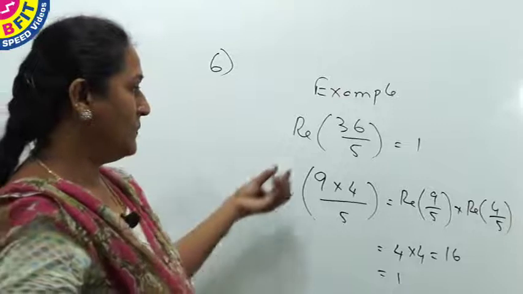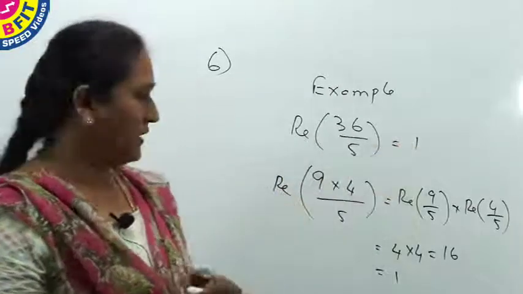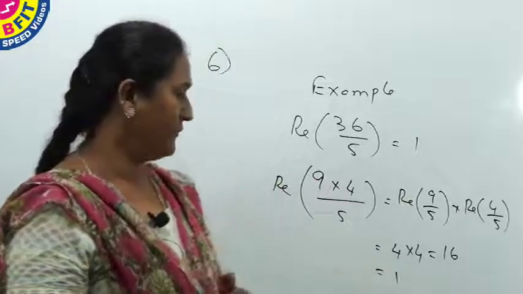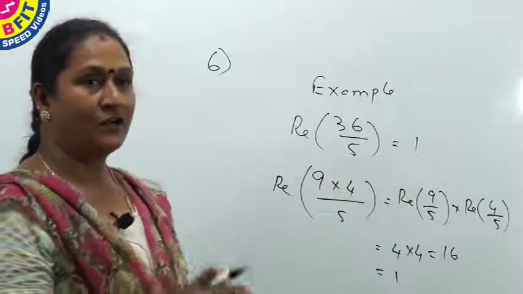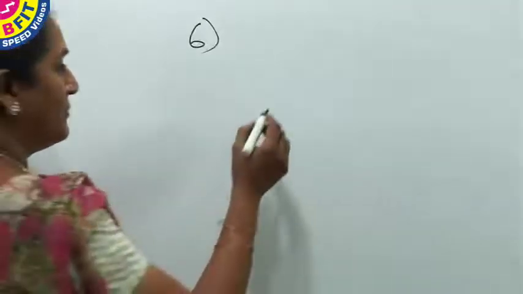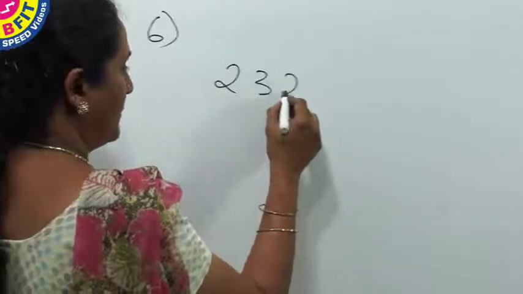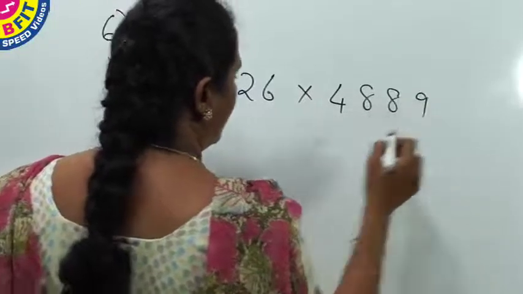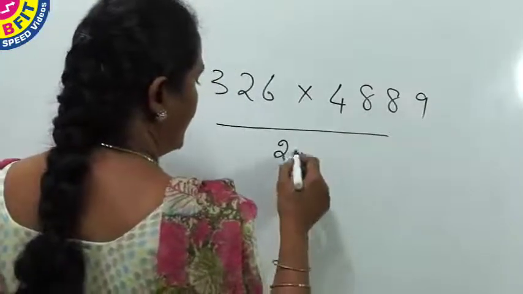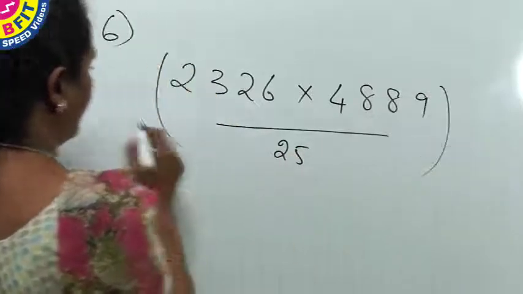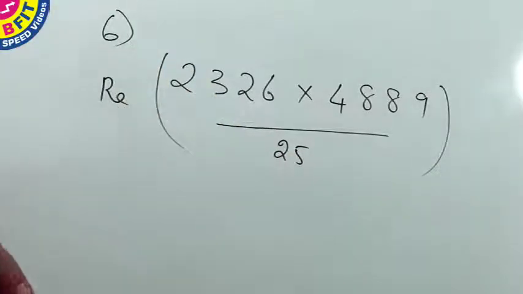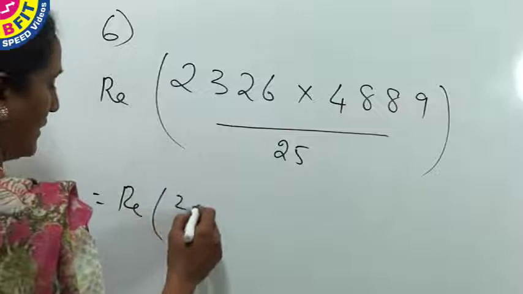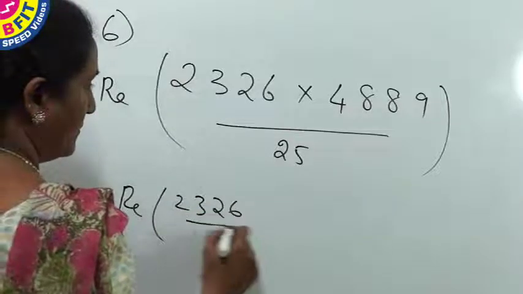So when you divide a number on the whole, the remainder will be equal to the remainder obtained when it is split into products and found. Using the same technique, we can work out this question. Here the given number is 2326 into 4889. We are asked to find the remainder when this is divided by 25. So we can find the individual remainders and then find the product.